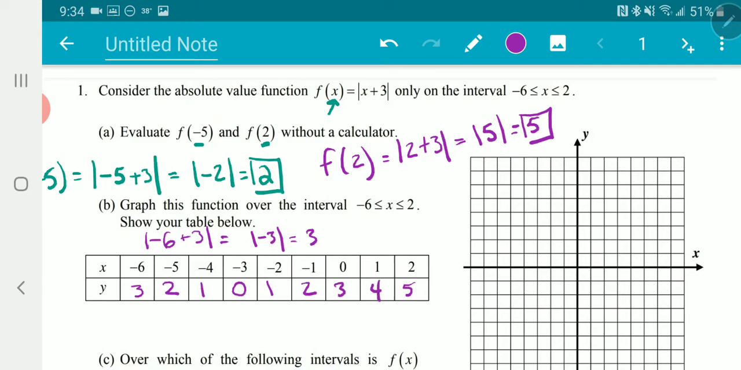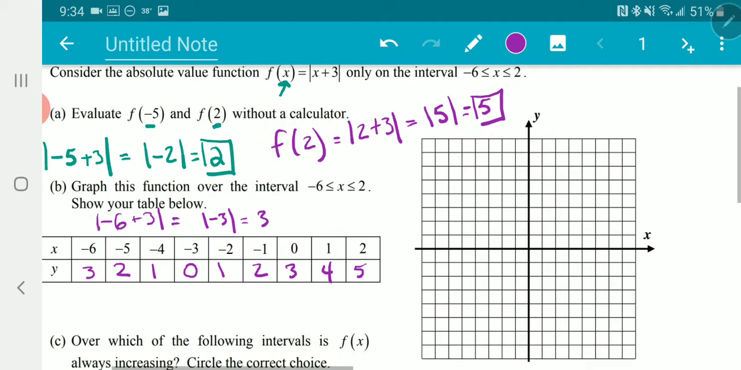Okay, so we can go ahead and graph this right on our graph over here. My first point is -6, 1, 2, 3, 4, 5, 6, up 3, 1, 2, 3. -5, 2. -4, 1. -3, 0. -2, 1. -1, 2. 0, 3. 1, 4. And 2, 5. So when I connect these, this is what all absolute value graphs look like.